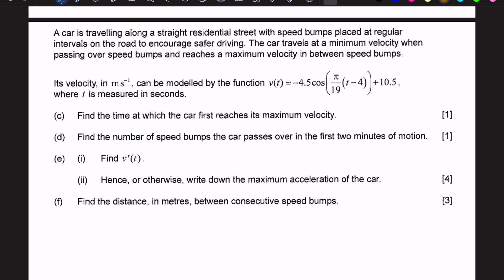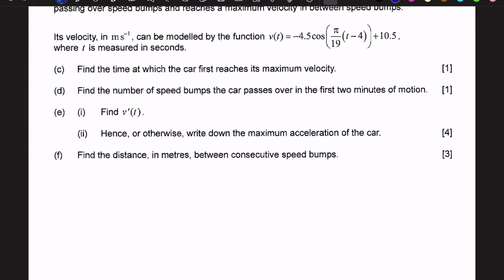Now we are done with this part. The next part, we have a car. A car is traveling along a straight residential street with speed bumps placed at regular intervals in the road to encourage safer driving. The car travels at a minimum velocity when passing over the speed bumps and reaches a maximum velocity in between the speed bumps.